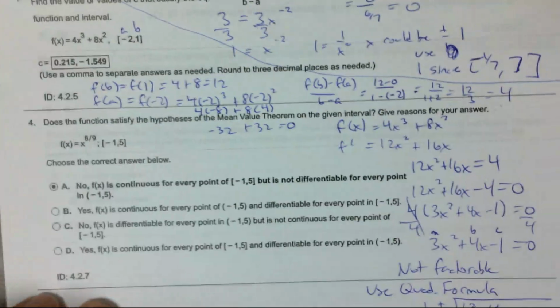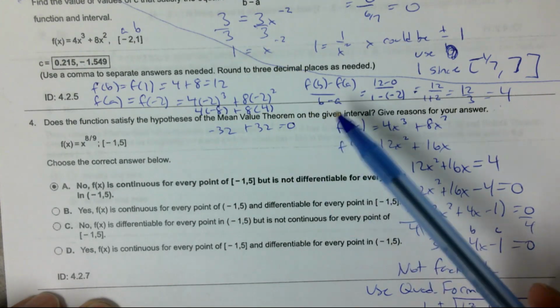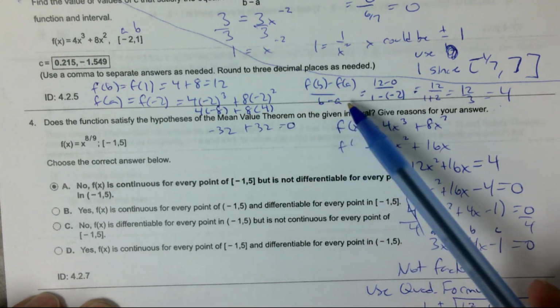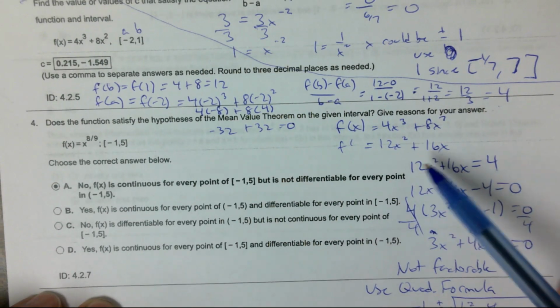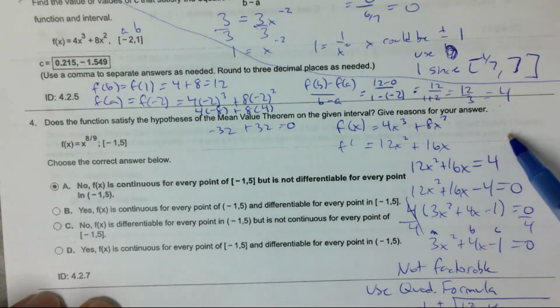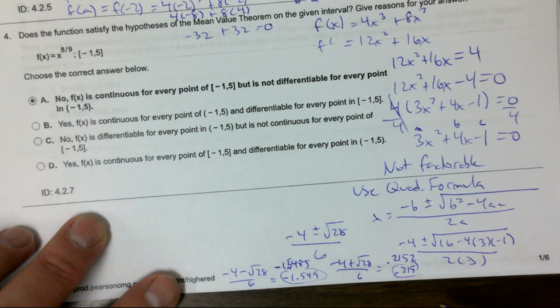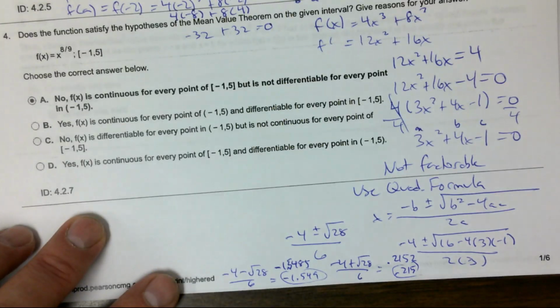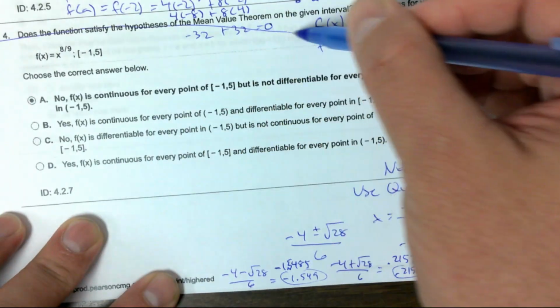So the main steps are: do your f of b, do your f of a, find your slope, do your derivative, set it equal to your slope, and then from there you had to do the quadratic formula. So that's a good start on the first 3 problems. Hope that helps.